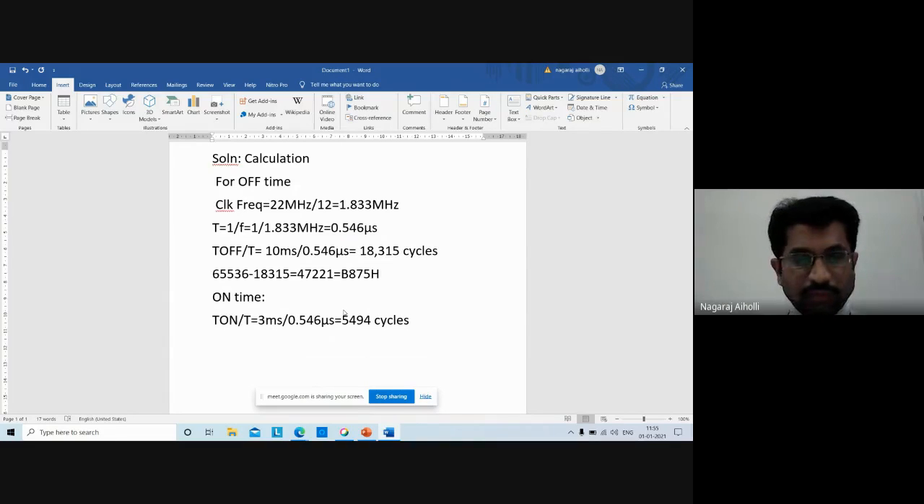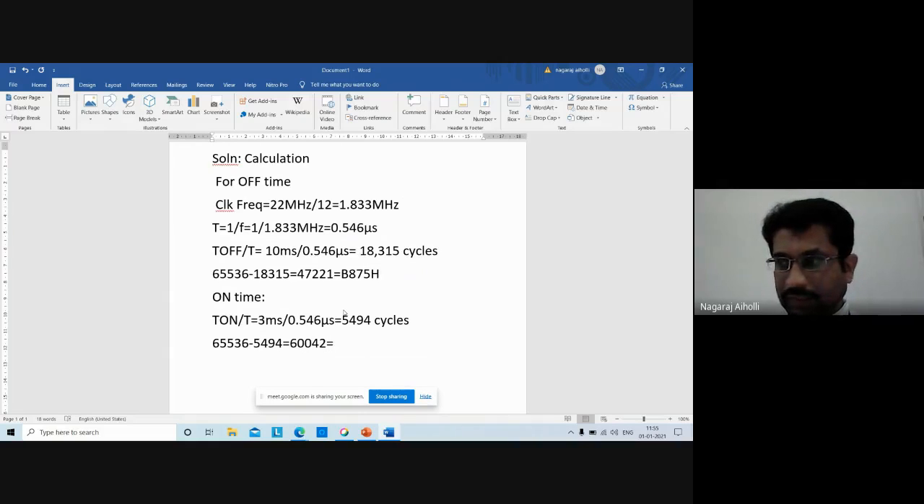Fine. That means what will be the starting value, students? The starting value is the maximum value of the count, that is FFFF, or in decimal 65,536, minus 5494 counts. This gives the starting value from which the timer has to count, that is 60,042.